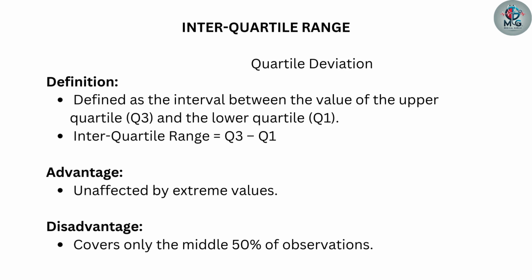Interquartile range, quartile deviation. Definition: defined as the interval between the value of the upper quartile and the lower quartile. Interquartile range equals Q3 minus Q1. Advantage: unaffected by extreme values. Disadvantage: covers only the middle 50% of observations.